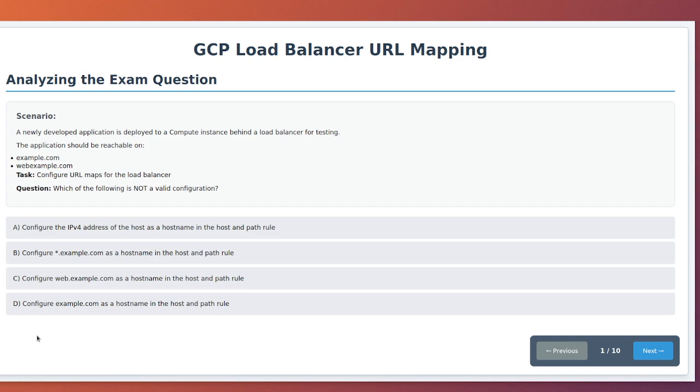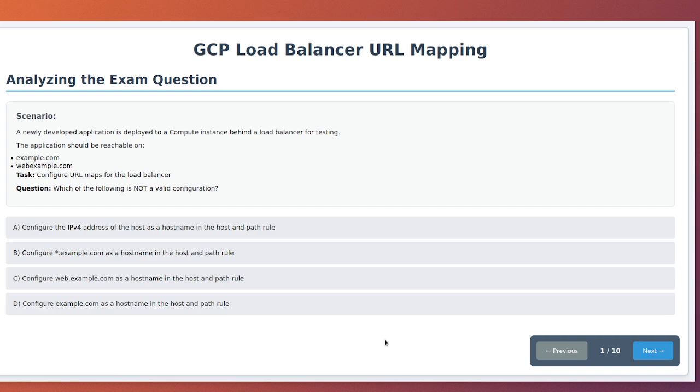Let me walk you through this GCP load balancer exam question. We have a newly deployed application behind a load balancer that needs to be accessible via two domain names, example.com and webexample.com. The key here is understanding URL maps in Google Cloud load balancing. URL maps are crucial for routing traffic based on host names and paths. The question asks us to identify which configuration is not valid. This is a classic negative question format in certification exams.